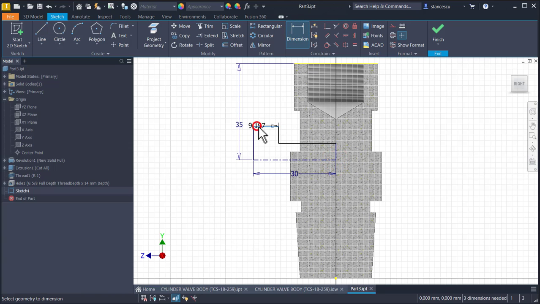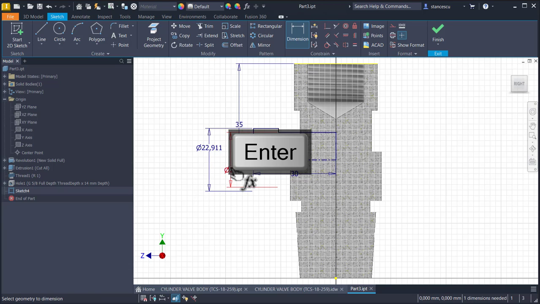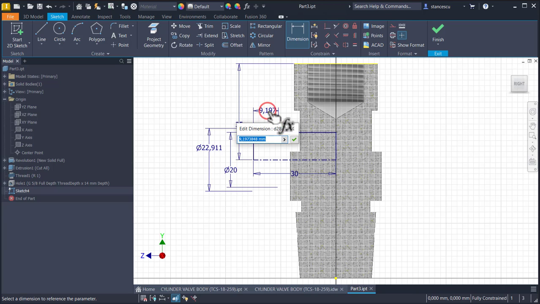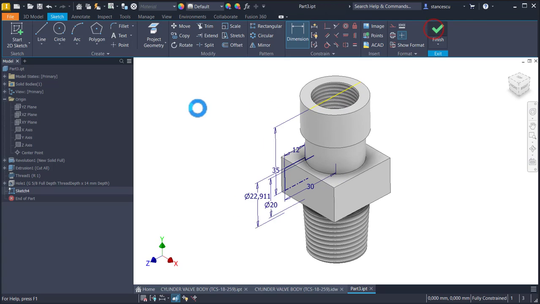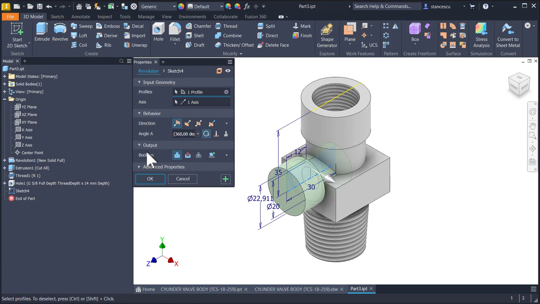Dimensions, this is 22 911, this is 20, and this is 12. Okay, finish sketch, revolve. Okay.